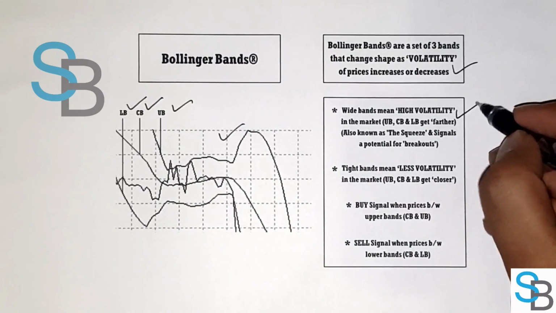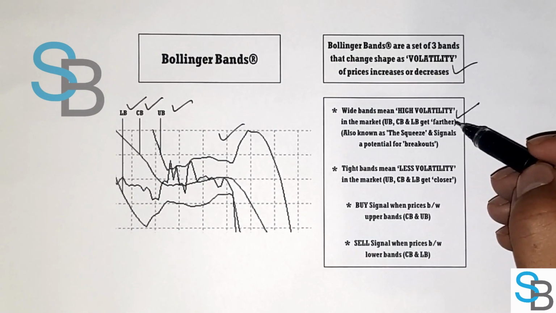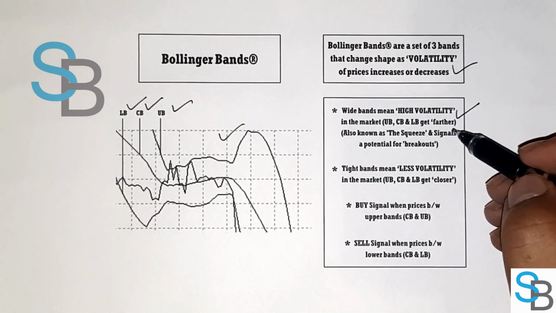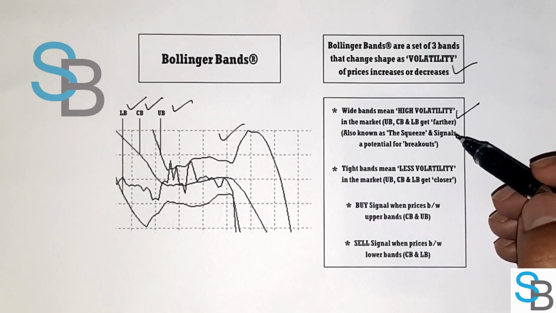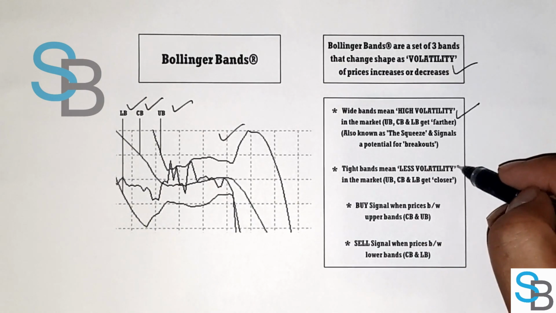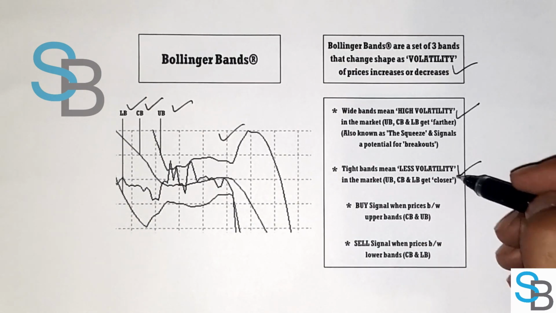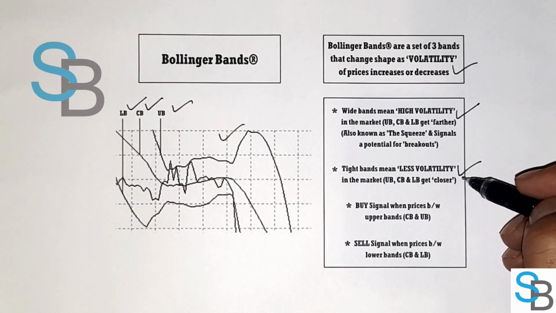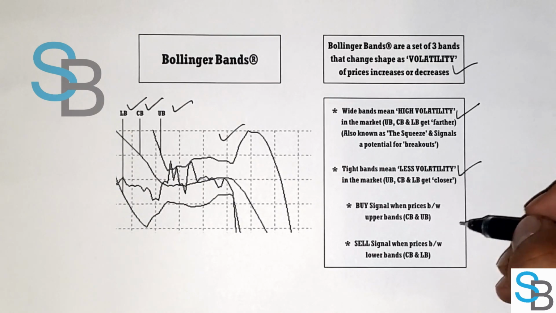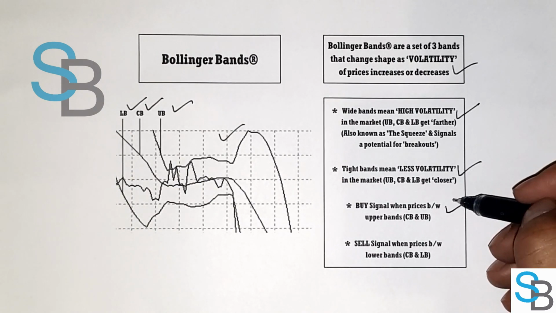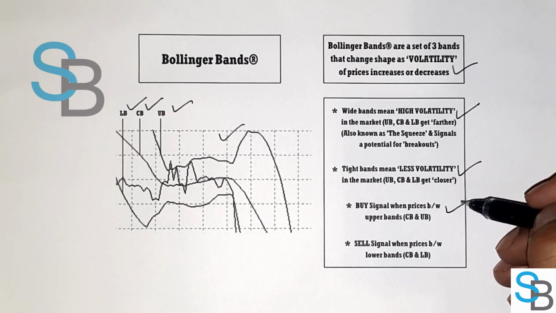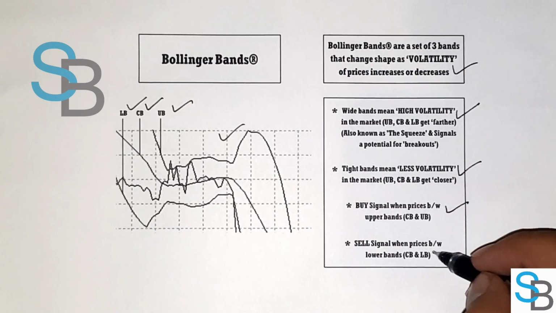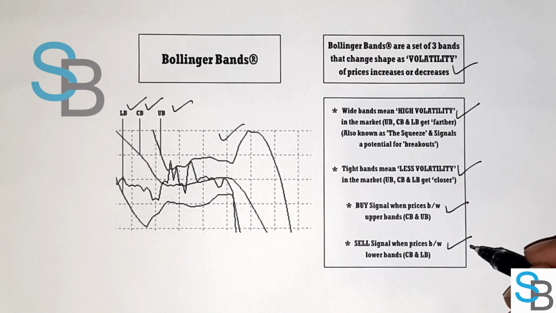When these bands widen, this means there is high volatility in the market and the UB, CB and LB get farther from each other. This is also known as the squeeze. When these bands tighten, this means there is less volatility in the market. In other words, the UB, CB and LB get closer. When the price line is between the upper bands, CB and UB, this is a buy signal. When the price line is between the lower bands, CB and LB, this is a sell signal.